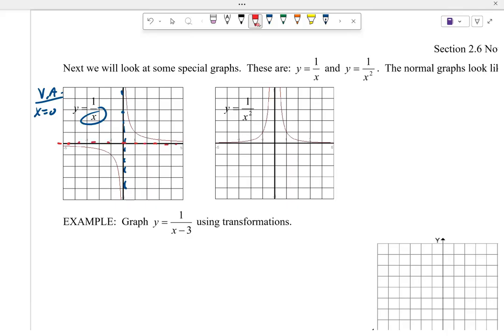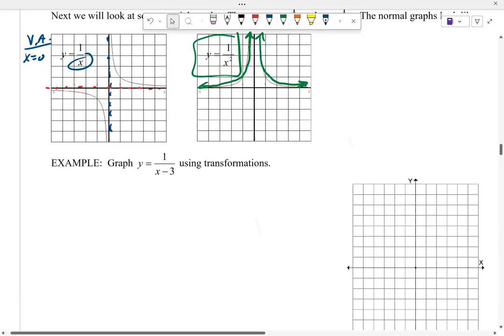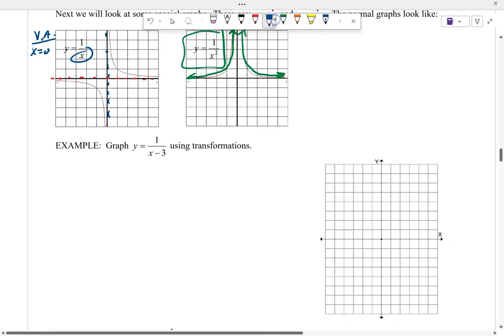Same vertical and horizontal asymptotes on y equals 1 over x squared, except notice that's our graph of y equals x squared, right? All right, let's use those graphs to do some transformations. y equals 1 over x minus 3. Well, this is a lot like the one on the left.